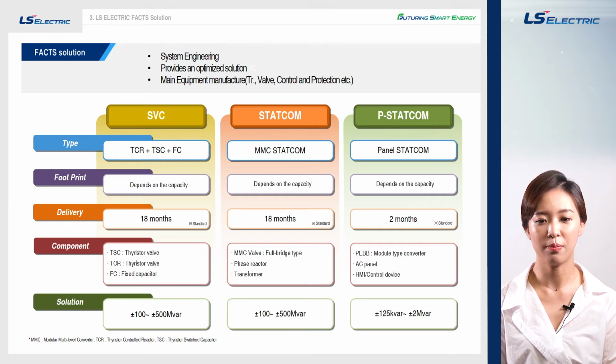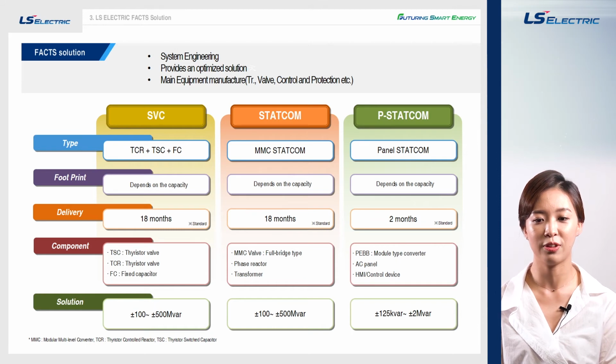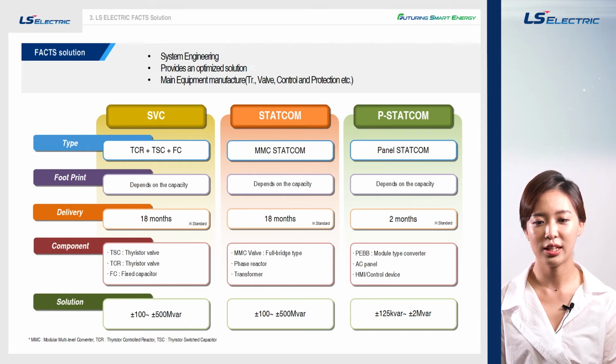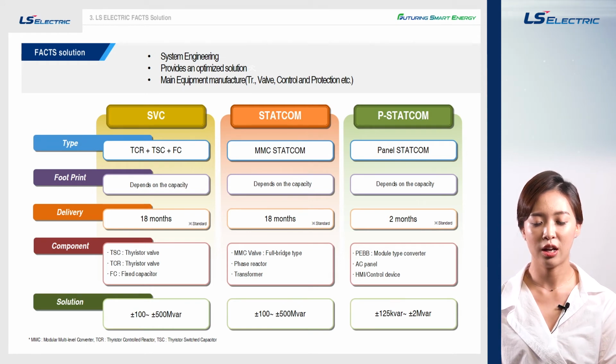For panel type, capacity is easily expanded if needed. The maximum capacity of P-STATCOM is 2 MW, and the average delivery time is only 2 months.